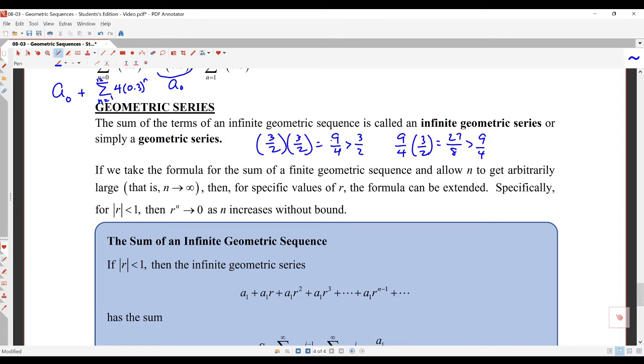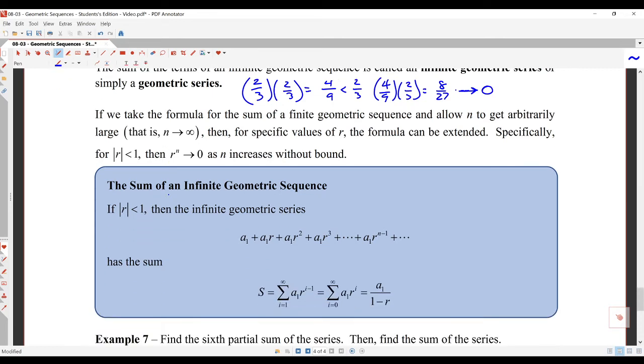On the other hand, if I take a number that's smaller than 1, like 2/3, and I multiply it by 2/3, I get 4/9, which is smaller than 2/3. And if I multiply 4/9 by 2/3, I get 8/27, which is even smaller than 4/9. If we continue this process forever, this gets smaller and smaller, and it tends toward, or approaches, 0.